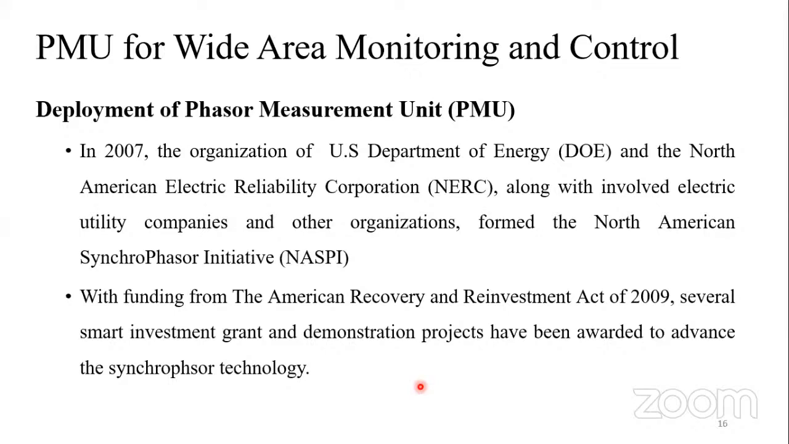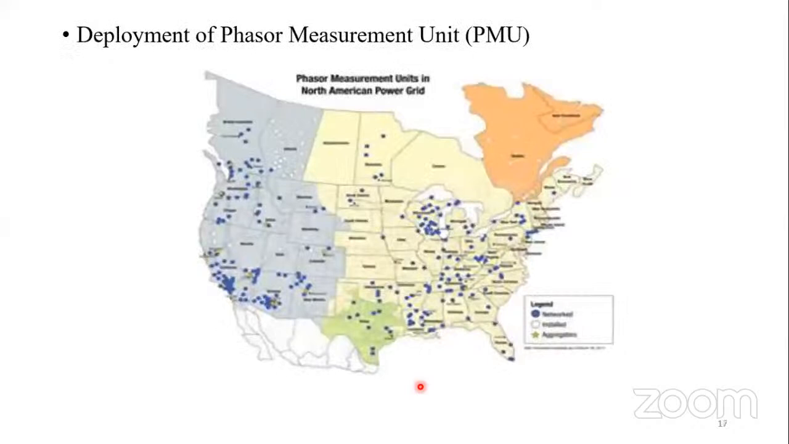And why is this topic important? Because the phasor measurement unit cost is very high. Nowadays some companies have started making it cheaper, but it is still doubtful. So still the cost of a phasor measurement unit is very high. That's why this optimal allocation of phasor measurement unit is required. And in this figure, as you are seeing, these blue dots show where the PMUs are installed in the USA, United States of America.